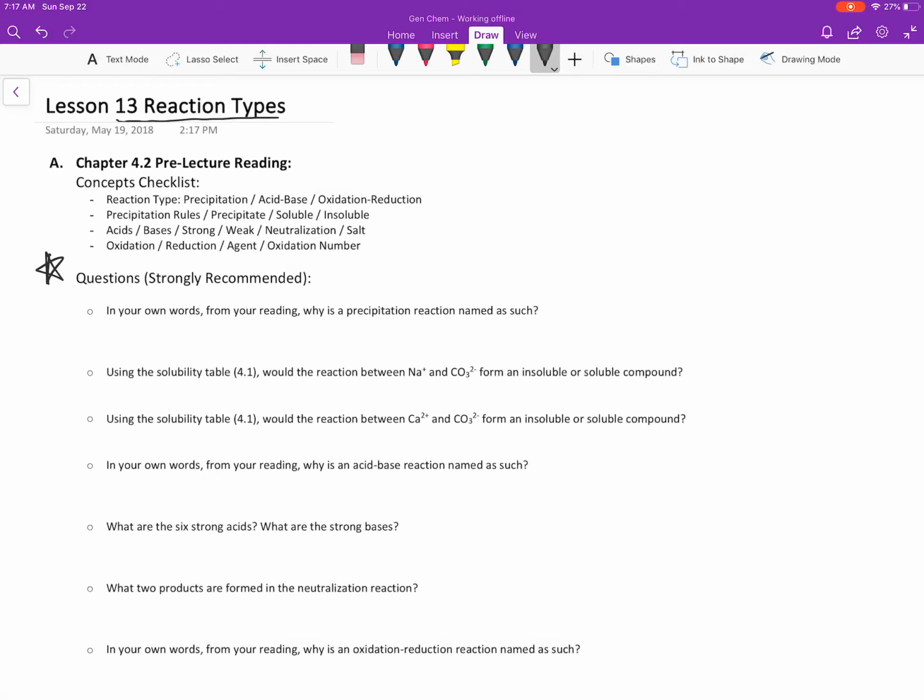So the first question says, in your own words from your reading, why is a precipitation reaction named as such? And in my own words, the reason is that a solid precipitate falls out of solution.